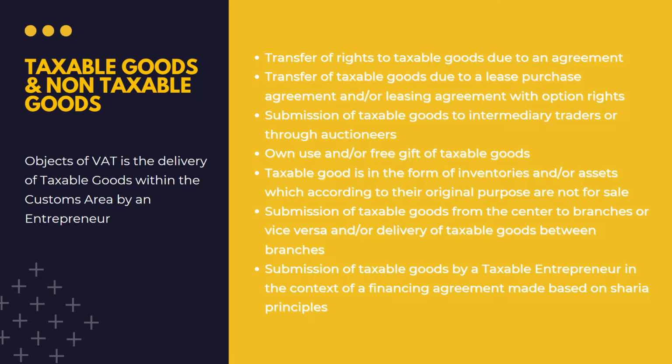The next is submission of taxable goods from the center to branches or vice versa, and the delivery of taxable goods between branches. And the last is submission of taxable goods by a taxable entrepreneur in the context of financing agreement made based on Sharia principle, the delivery of which is considered direct from the taxable entrepreneurs to the party requiring taxable goods.